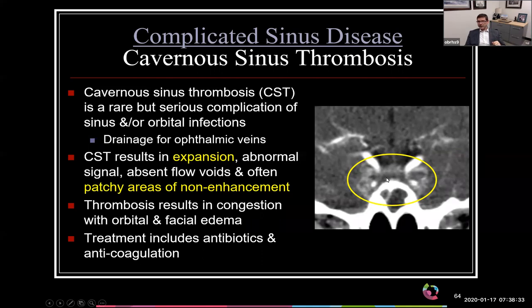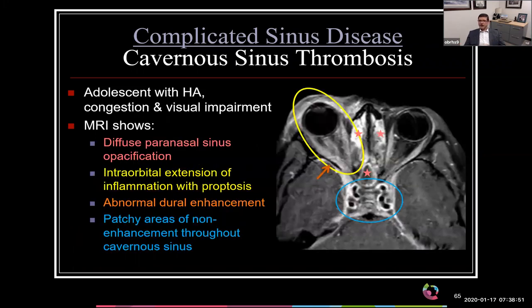Now, when you get cavernous sinus thrombosis, you start to get congestion of all the drainage areas that it supplies. So patients will present with progressive orbital and facial edema, and the treatment is really antibiotics towards the infectious process as well as anticoagulation. So here's that same patient. Marked paranasal sinus disease involving the sphenoid and ethmoid sinuses. You have some abnormal inflammation in the left orbit, significantly more inflammatory stranding and enhancement within the right orbit, even going along the optic nerve sheath complex, extending into the preseptal soft tissues.